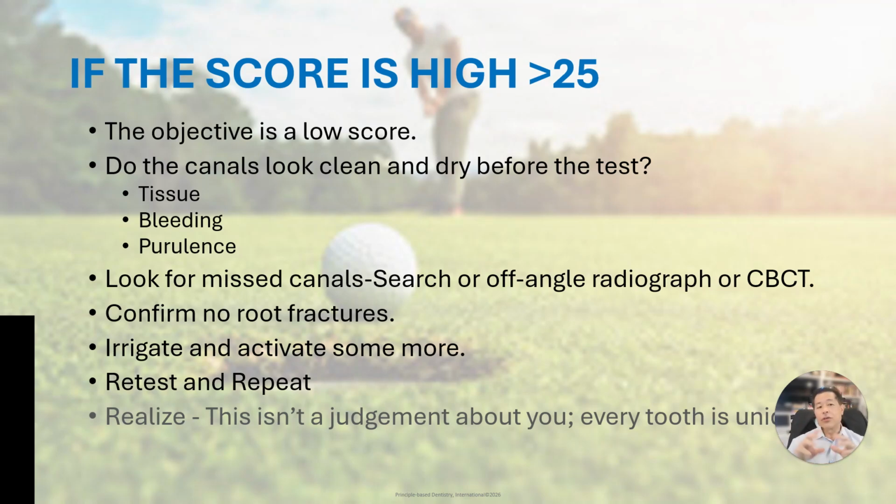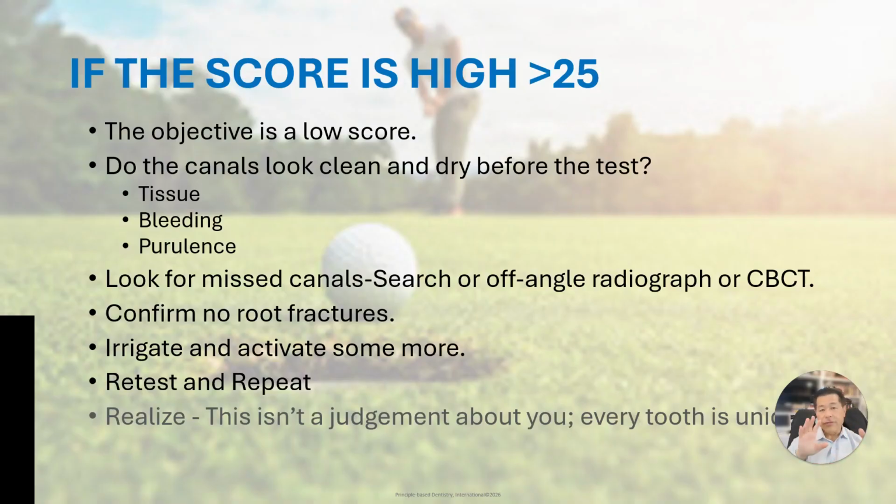Another thing to do is, if you look at that root canal that you've just done your procedure on and you don't see tissue, you don't see bleeding, you don't see any purulence, but it still has a high score, then start thinking about, did you miss a canal? So go back in there, look down there with magnification preferably. You can even use a caries indicator to put in there and rinse out to see if you can pick up a trace of another canal or two.